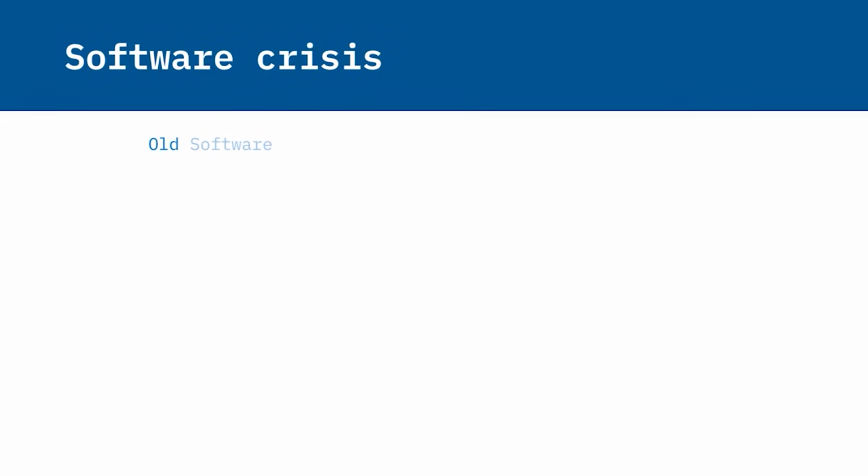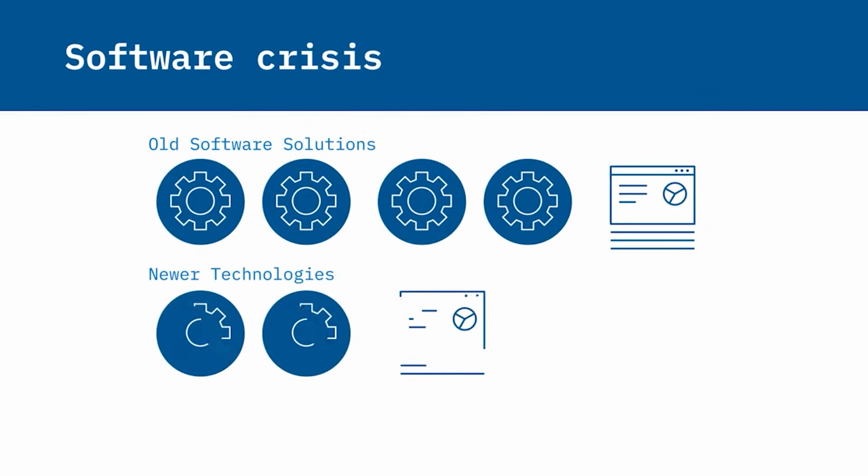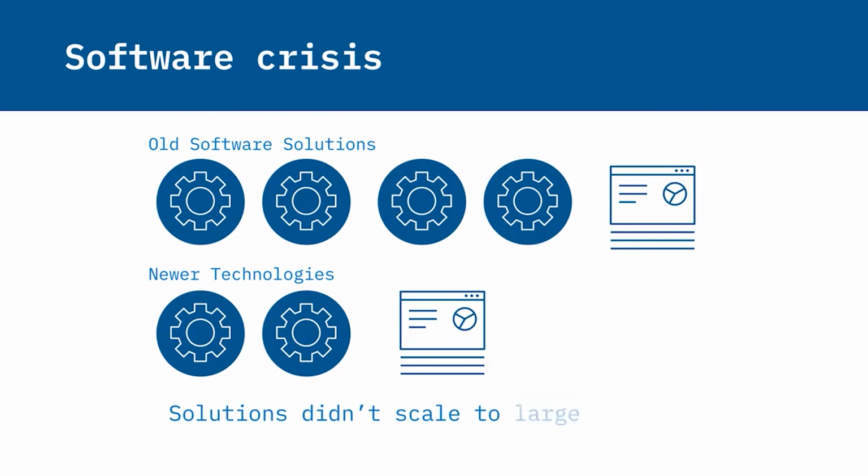By the time older software solutions came to fruition, newer, better, and faster technologies had already been developed, causing software engineers to have to refactor their code or completely redesign their system. Often software development solutions that worked for small software systems did not scale to large complex projects.